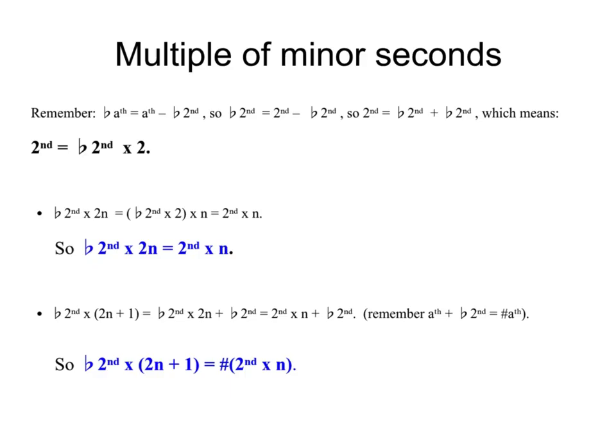You can distribute, that means you get to multiply each part of the sum. So a minor second times 2n plus 1, remember that's an odd number, it can be written 2n plus 1. A minor second times 2n plus 1 is equal to a minor second times 2n plus a minor second times 1. And we know that a minor second times 2n is equal to a major second times n, plus the minor second. And remember that when you add a minor second to an interval, you're augmenting it. You remember that? So a minor second times 2n plus 1 is equal to an augmented second times n. So the only difference here is that you're augmenting at the end.